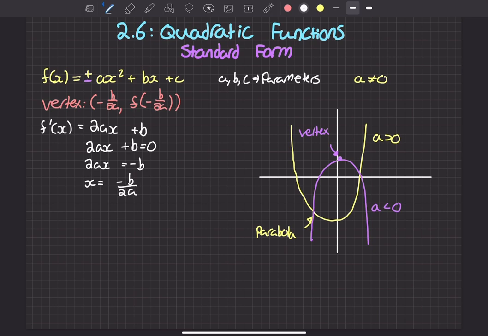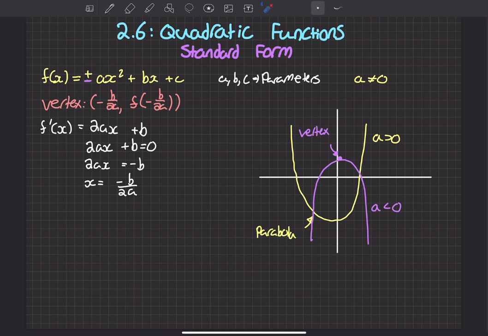If you didn't understand this, again, just don't worry about it. Just remember minus b over 2a. That's all you need to know. You don't need to know how you got it. And then if this is your x coordinate, just plug this in. Function of that is your y coordinate, like any other function. So this is your vertex point.